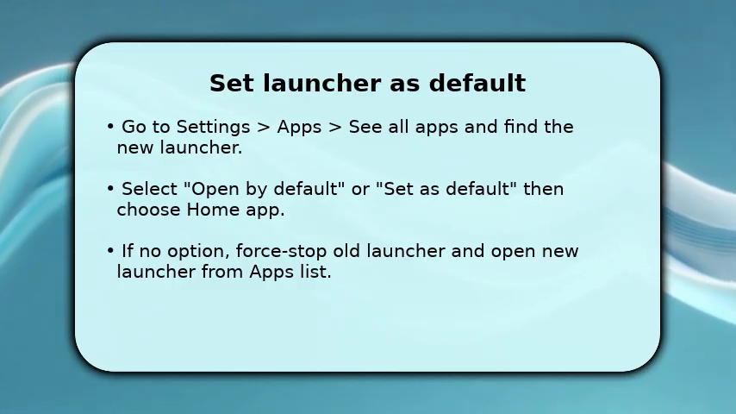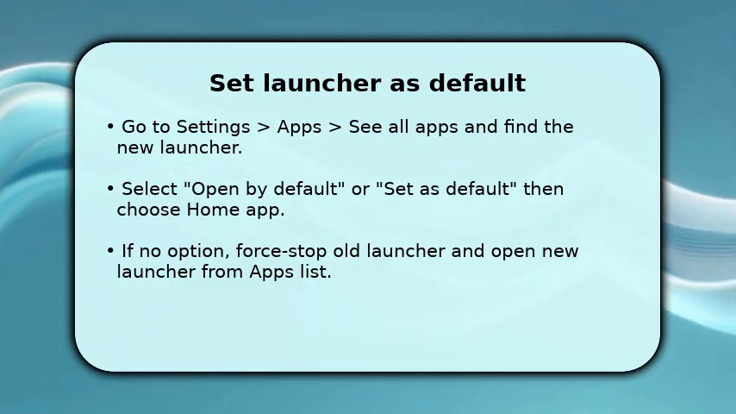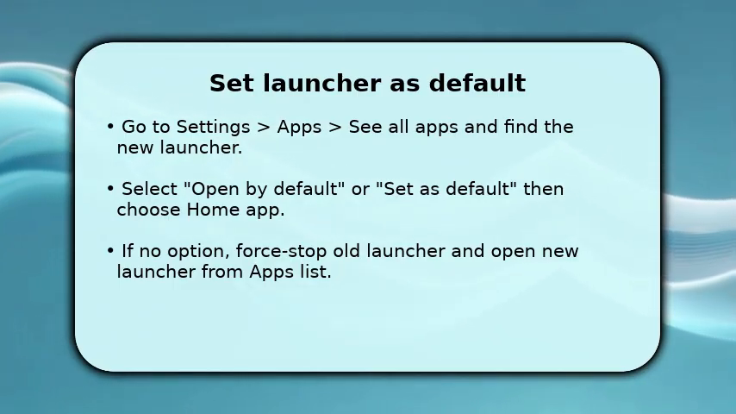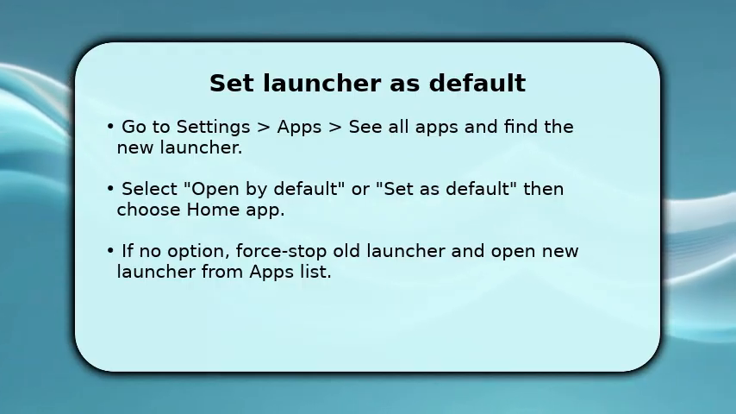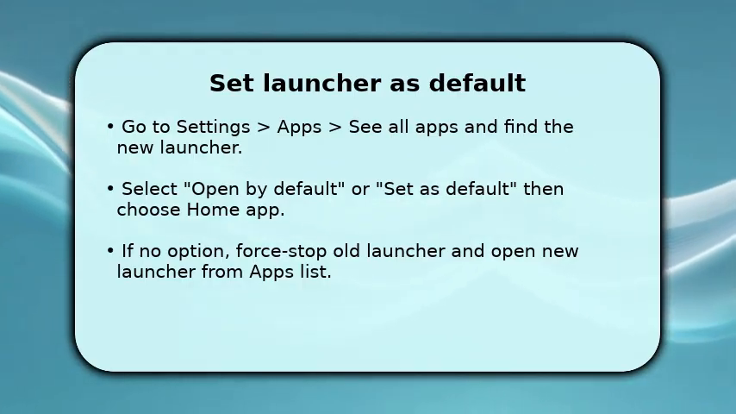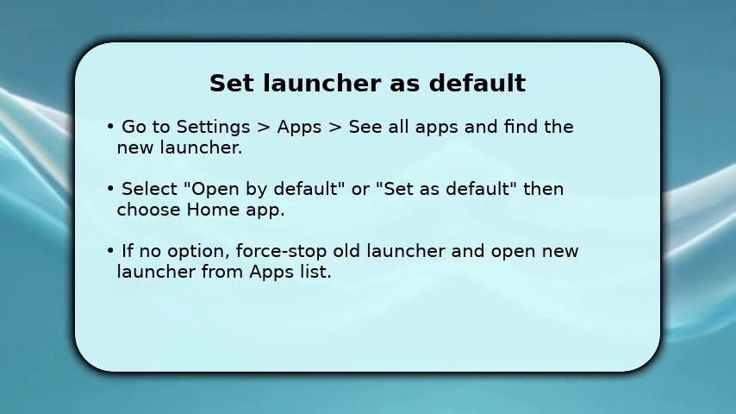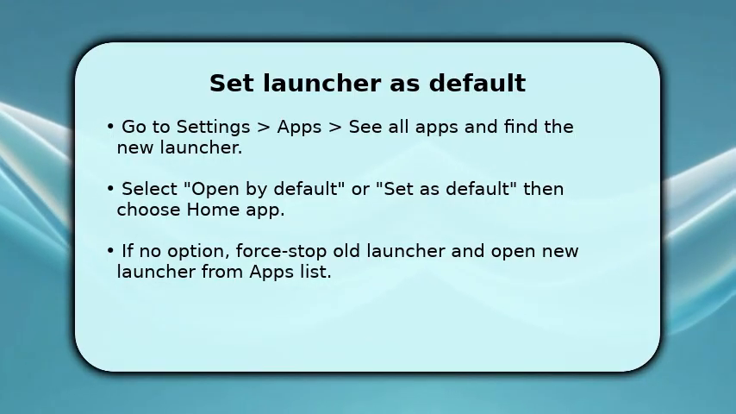If the option isn't visible, force stop the current launcher, then launch the new app manually from Apps and respond to the home prompt. Once selected, press Home to verify the change. Make sure to reboot the TV if the new layout doesn't load immediately.